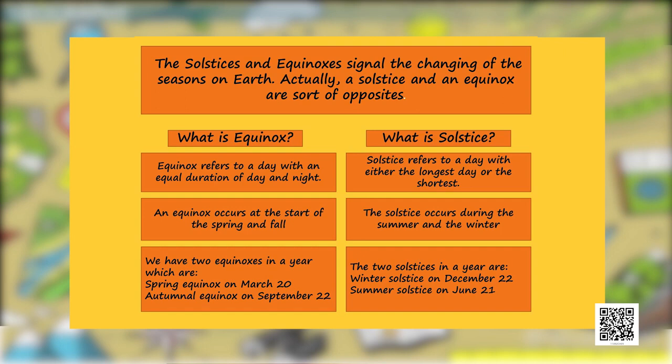What is solstice? On the other hand, solstice refers to a day with either the longest day or the shortest. The two solstices in a year are winter solstice on December 22 and summer solstice on June 21.